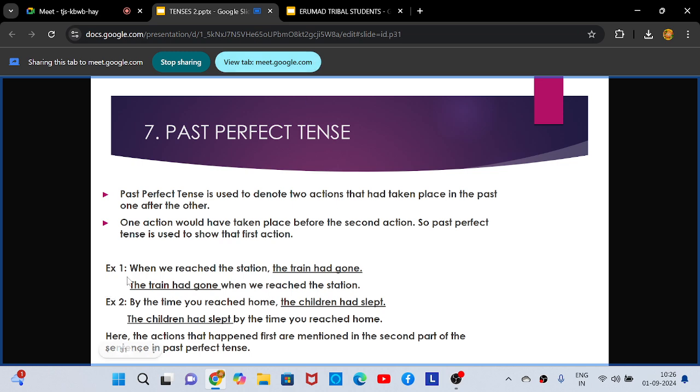So we have two examples here. When we reached the station, the train had gone. Or you can also say, the train had gone when we reached the station. So here there are two actions happening. The first action is reaching the station, and the second action is the train had gone. Which action would have happened first here? Me reaching the station, or the train going? Which would have happened first?